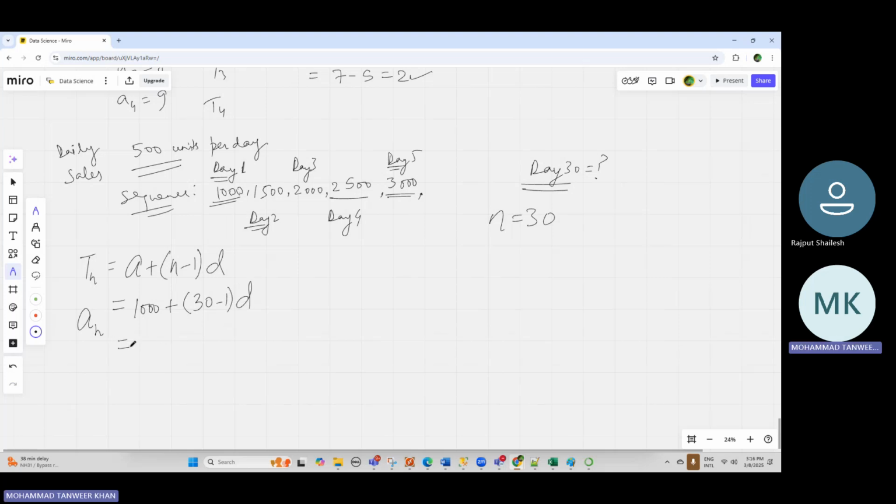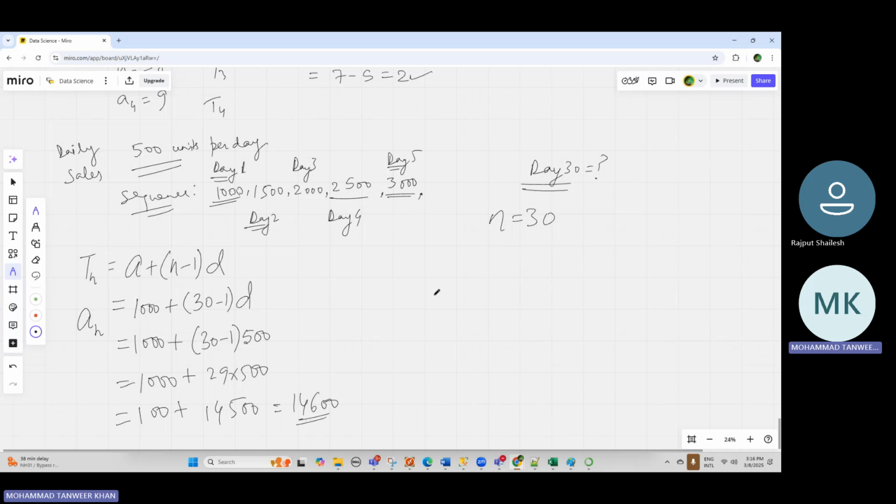Now d is the common difference. So what is the value of the common difference here? 500. That's all. You have to perform this mathematical operation. 30 minus 1 is 29. 29 into 500. Right? I think this is correct. Okay. Now, when you add this, you will get 14,600.